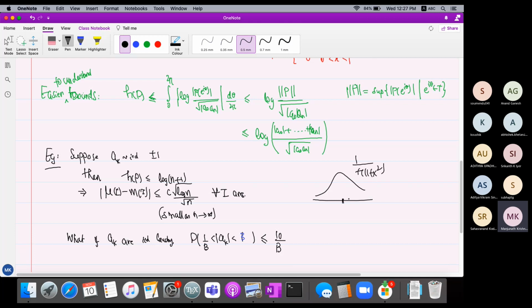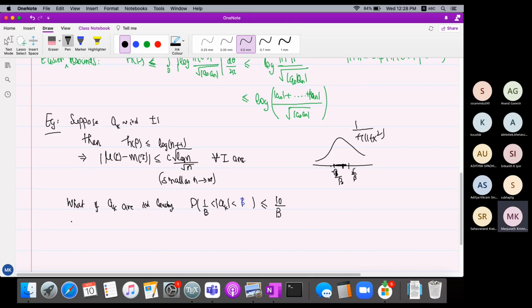So what's the probability that it is going to be between minus 1 by B and plus 1 by B? It is at most the supremum of the density times the length of the interval, which is 2 over B, and the density is at most 1 by pi. So you'll get 2 over pi B. And Cauchy also has the property that 1 by A and A have the same distribution. So the probability that mod A is bigger than B is the same as the probability that mod A is less than 1 by B. So you get some bound.